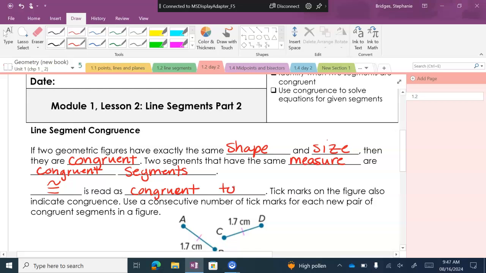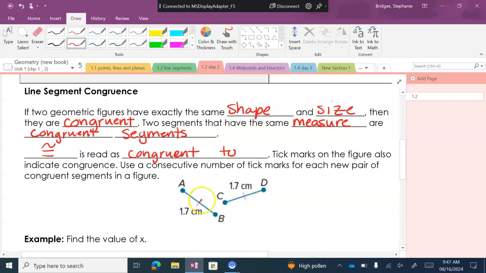So far, so good? Now, if I give you a picture and I want you to know that those are congruent and I don't tell you in words that they are congruent, I can use little tick marks on my segment. So if you'll look at your picture, do you notice those little marks there in the middle of your segments? Those are the tick marks that show you that those are congruent segments. So if one of them is 1.7 centimeters, the other one is also going to be 1.7 centimeters. Those little tick marks on segments tell you that they're congruent without me having to physically say they're congruent. Is everybody okay with that?